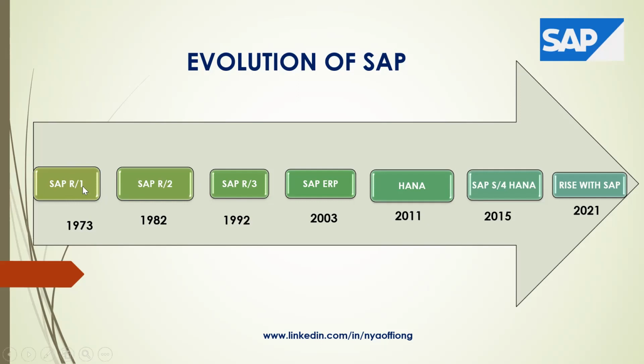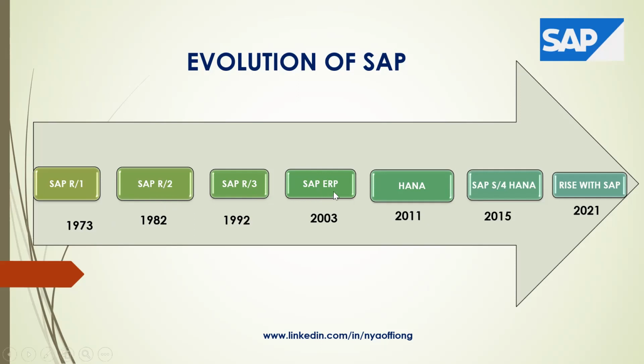After then we have the next version in 1982, SAP R2, and it keeps going to SAP R3, SAP ERP, which is more of the e-business era. This is when real-time processing really was ongoing.